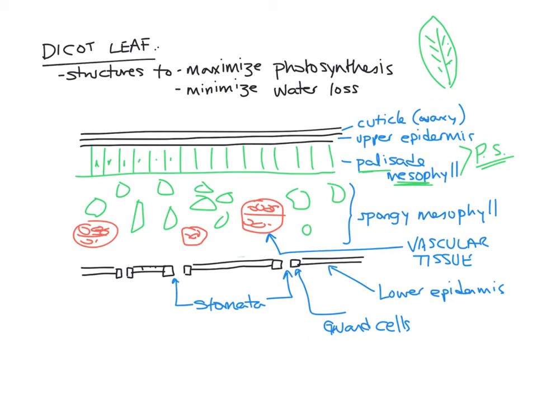So hopefully that makes a little bit of sense. We're going to look at a couple of the things to maximize photosynthesis and to minimize water loss. Again, keeping the palisade mesophyll as your primary location for photosynthesis, having a waxy cuticle. We'll get to that, sorry. The vascular tissue, it's the location where water is coming in and where the products of photosynthesis go. It's also a location where there's areas for gas exchange.